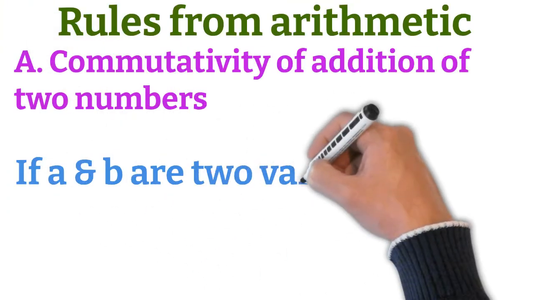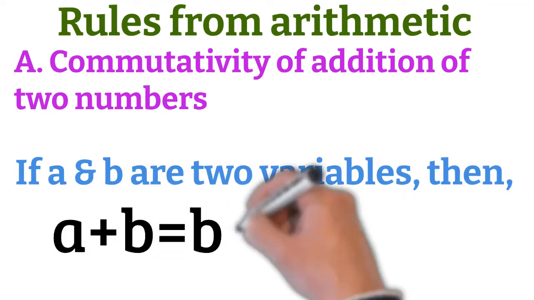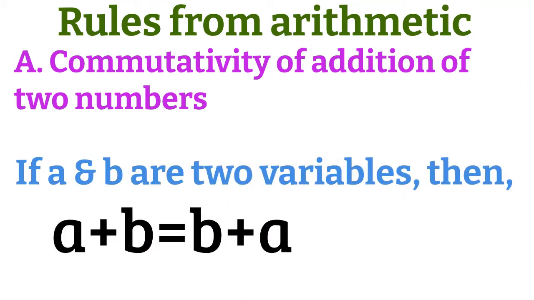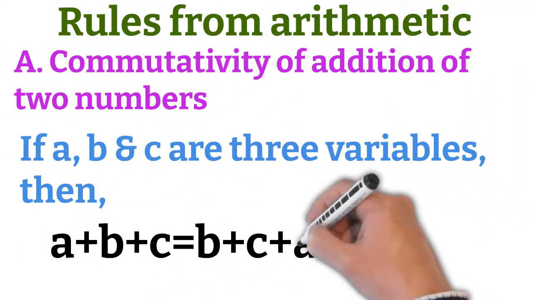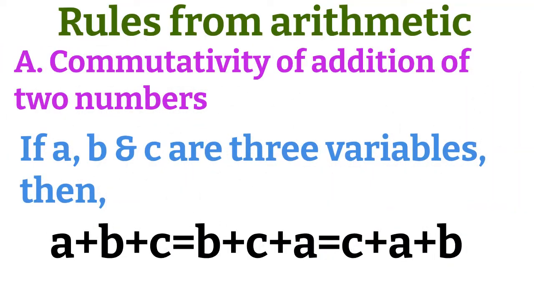That is, if A and B are variables, then A plus B equal to B plus A. Or if A, B and C are three variables, then A plus B plus C equal to B plus C plus A equal to C plus A plus B.